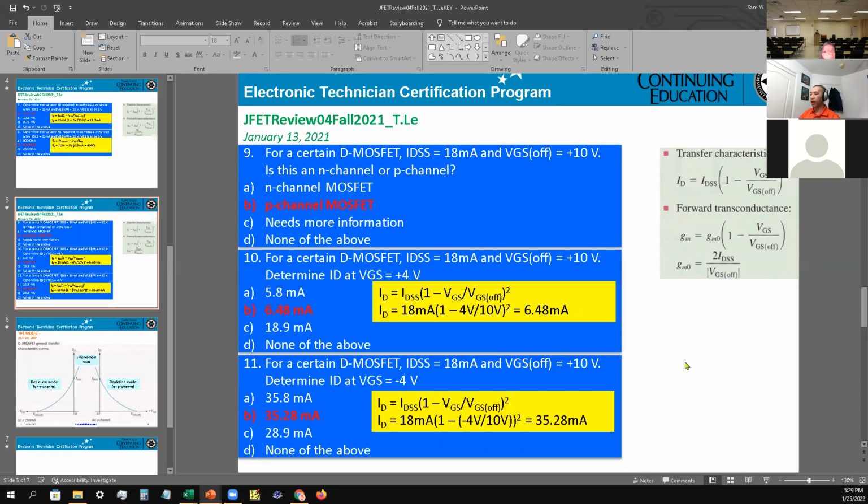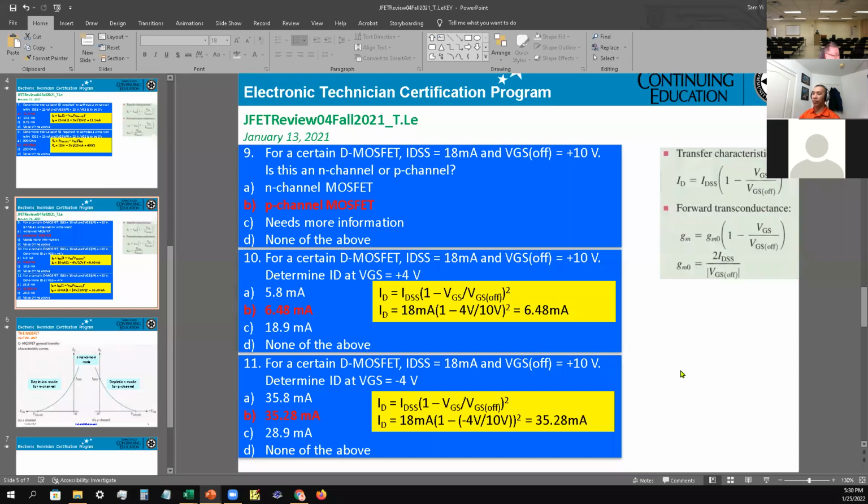Okay. For number 11, for a certain depletion MOSFET, D MOSFET, IDSS equals 18 milliamps and VGS off equals positive 10 volt. Determine ID at VGS equals negative 4 volt. So we apply the transfer characteristic formula. ID equals 18 milliamps times the quantity 1 minus the quantity negative 4 volt divided by 10 volt, that quantity squared. You put that in, it comes up to 35.28 milliamps. So the answer is B as in Bob for number 11.